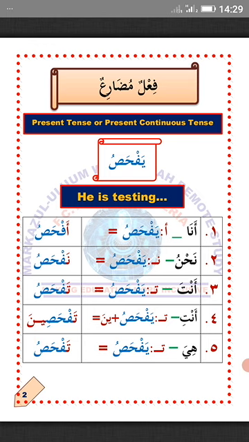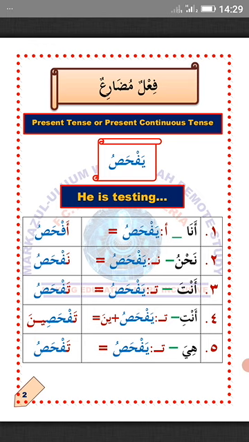Wahid, number one. Ana, I. So how do we change the verb yafhasu to suit ana? All you need to do is to detach ya'un and attach alifun. So the verb yafhasu will now become afhasu, which means I am testing.